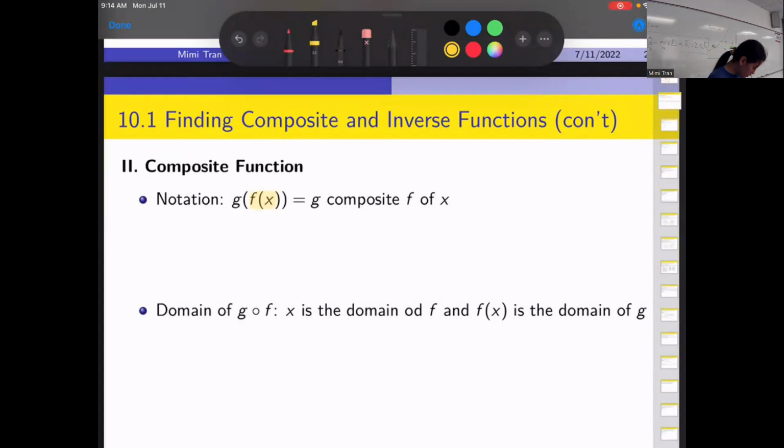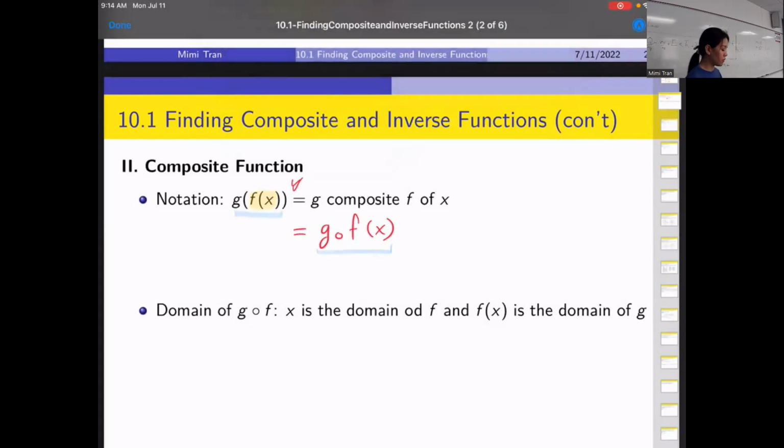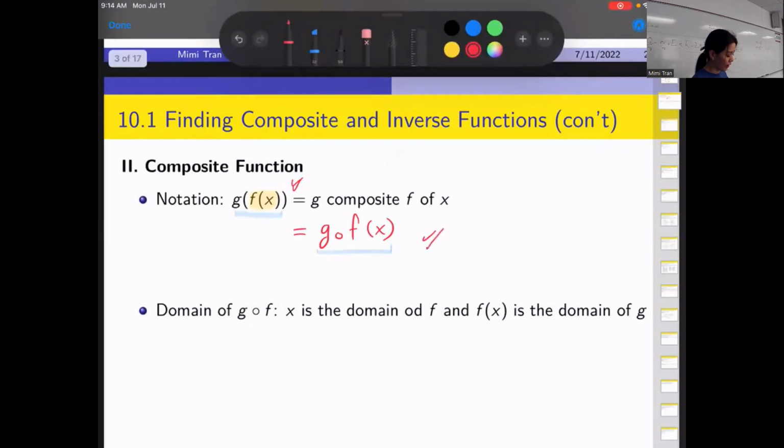So I can rewrite in another notation. This is g, and the little o, of f of x. So these two are the same thing. They're the same thing. Okay. For me personally, I like this one because it's easier in terms of visualizing, right? You know that it's a function inside a function, as opposed to this notation, which is a bit more abstract.